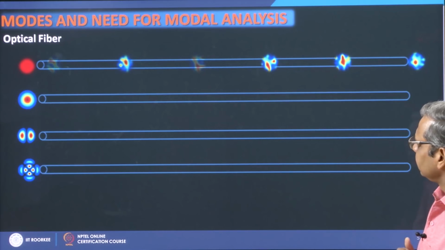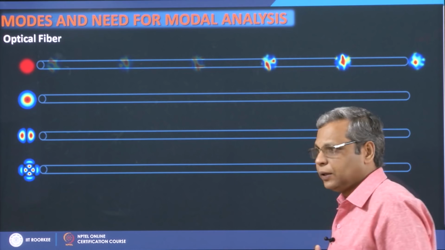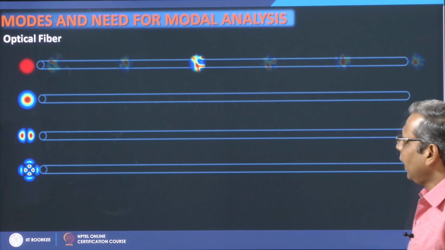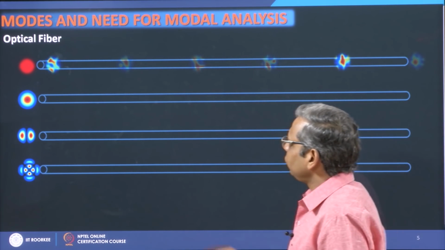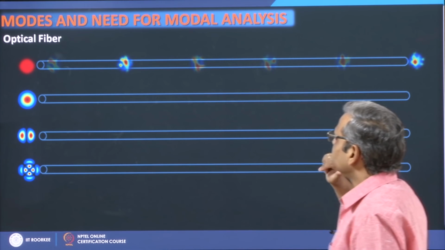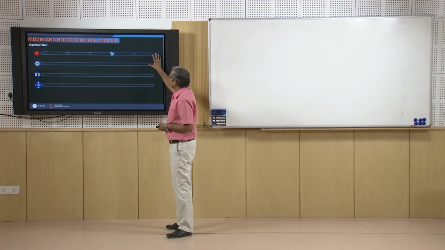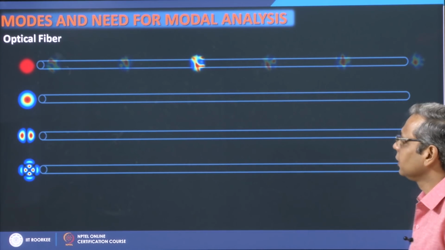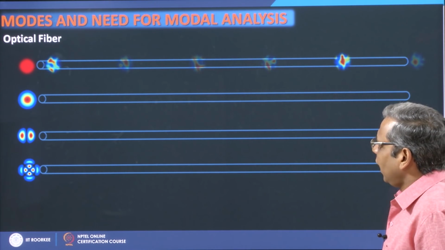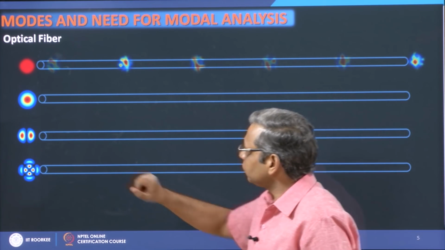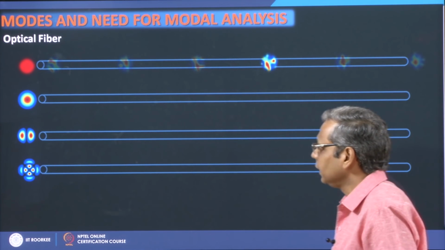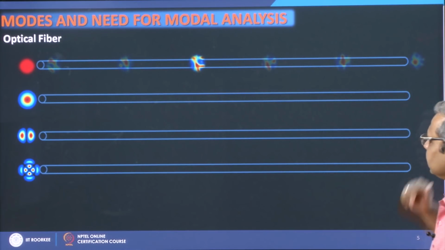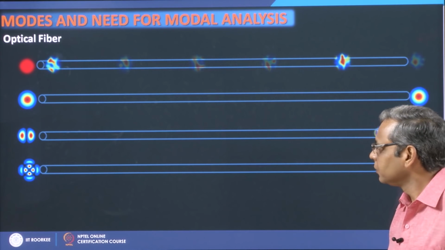These are some simulated patterns. If I launch some arbitrary intensity pattern in the fiber and I capture that at different lengths of the fiber, then I see that these intensity patterns at different lengths do not have any correlation with one another. However, if I launch this particular intensity pattern in the fiber, then it goes as it is, it does not change its shape.